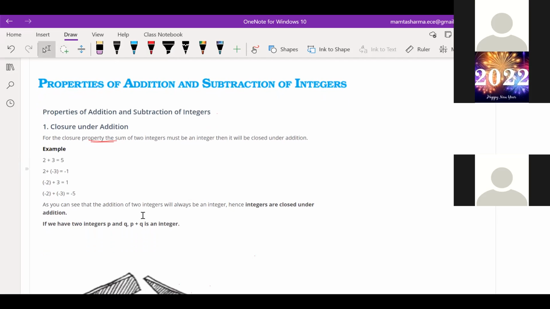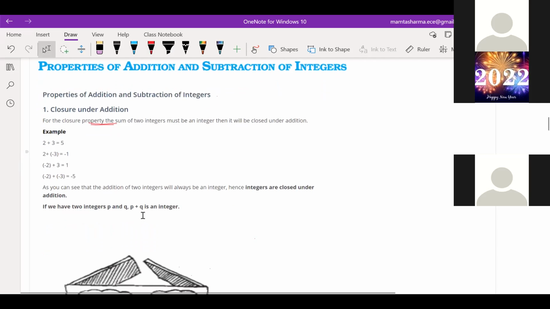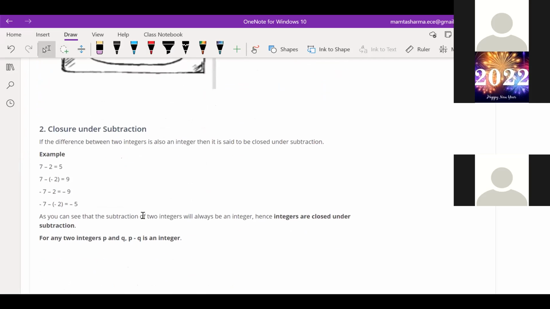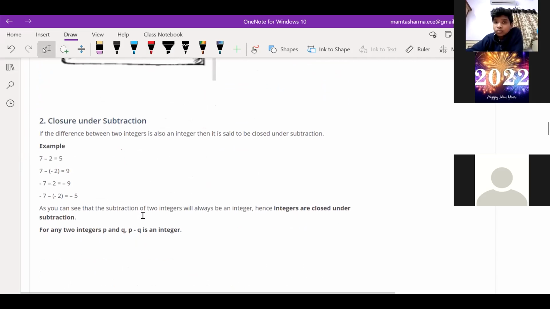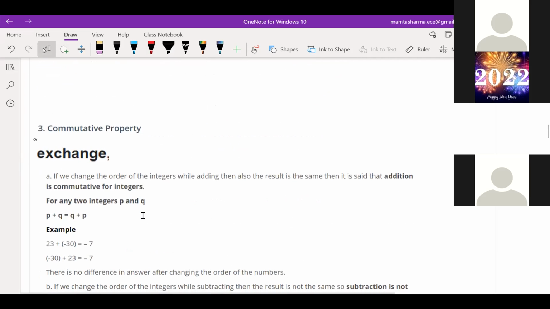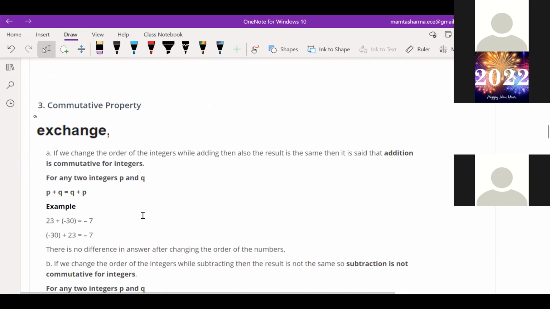Integers. Okay. Closure under subtraction: A minus B is equal to C, where A, B, C are integers. Commutative property: A plus B is equal to B plus A, where all are integers.